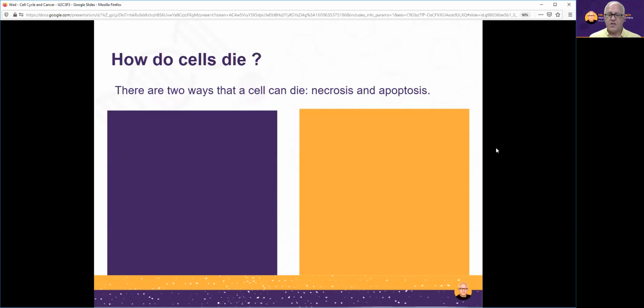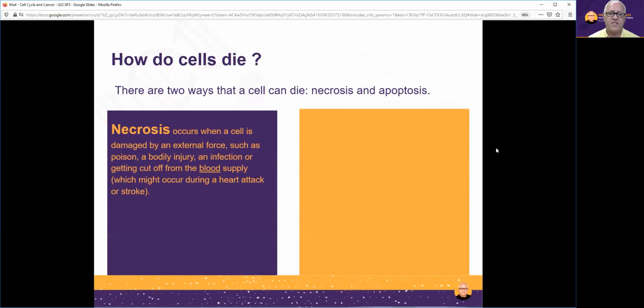Now, we've been talking about how cells grow and repair, but how do cells die? Well, there are 2 ways that a cell can die. The first way is what's known as necrosis, and the second is apoptosis.